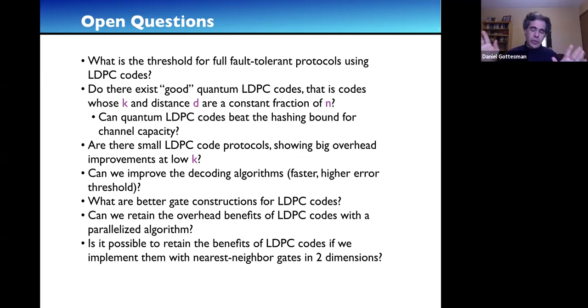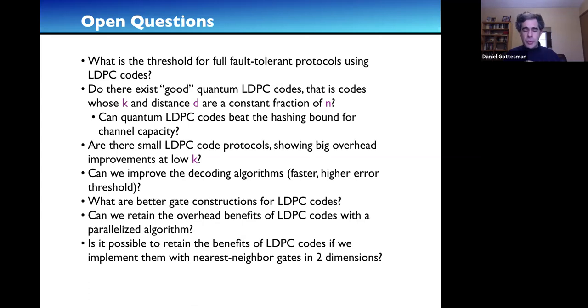Well, this is not fault tolerance. If you want to transmit error-corrected qubits over a noisy channel, there's a bound coming from random coding. That's the best you can do using random coding. But it turns out that quantum codes can beat that random coding bound, called the hashing bound, by at least a little bit.